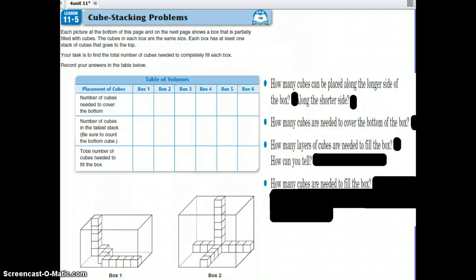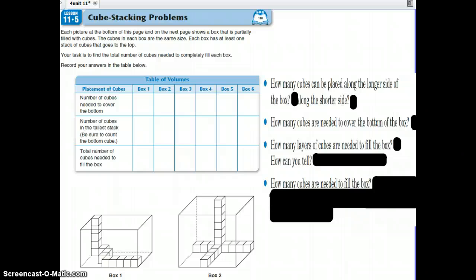11.5. And remember, you can always use your SRB, and it's telling you that you can go to page 138. So it says each picture at the bottom of this page and on the next page shows a box that is partially filled with cubes. The cubes in each box are the same size, and each box has at least one stack of cubes that goes to the top. Your task is to find the total number of cubes needed to completely fill each box. And then we're going to record your answers in the table.